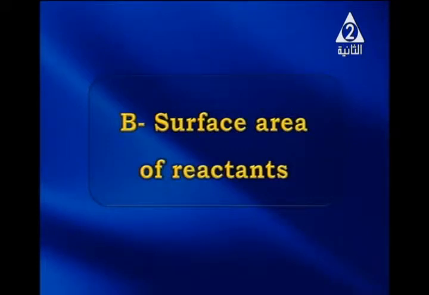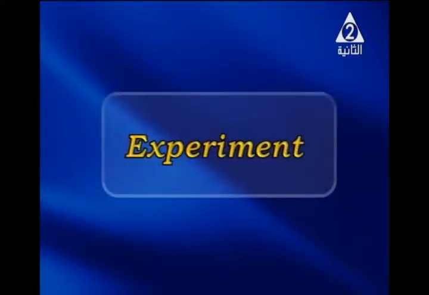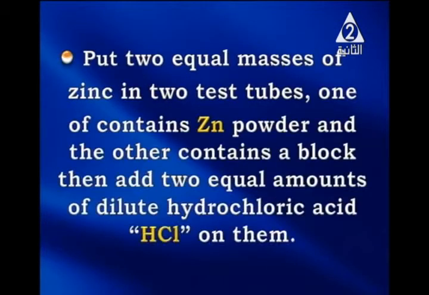The second point in the nature of reactants is the surface area of the reactants. When the surface area of reactants increases, the rate of chemical reaction increases. So we have to show an experiment to illustrate this point. The steps of the experiment: we put 2 equal masses of zinc in 2 test tubes, one containing zinc powder and the other containing a block of zinc, then add 2 equal amounts of dilute hydrochloric acid on them.